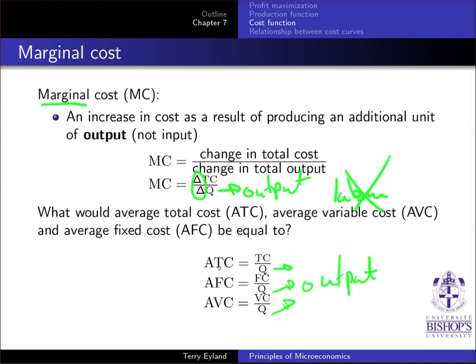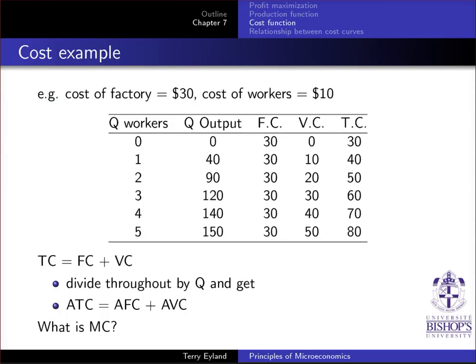I am simply dividing total cost, fixed cost, and variable cost by output to obtain average total cost, average fixed cost, and average variable cost. Okay. All of these will serve a purpose, especially marginal cost, average total cost, and average variable cost, when it comes time to determining production decisions. So let's calculate these three cost curves with this basic table.